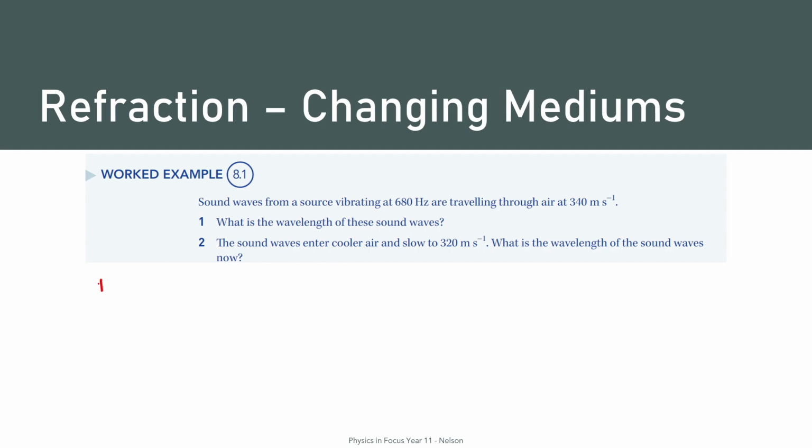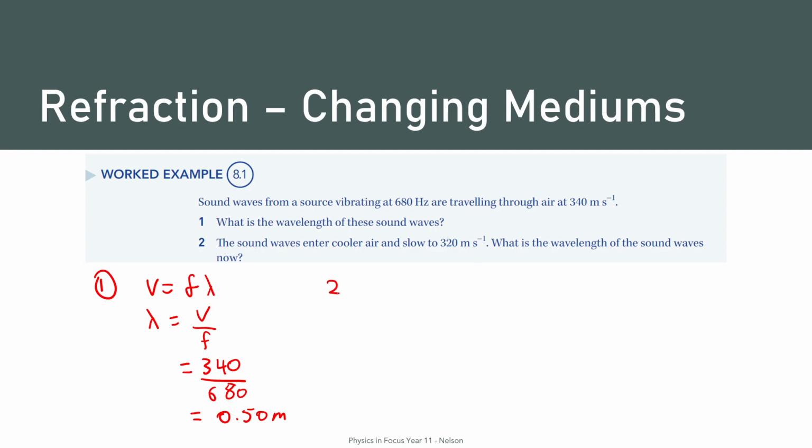So question one first. We have v is equal to f lambda. We're being asked to calculate for the wavelength, so let's rearrange for that. We can then substitute our values in, and our final answer here should be 0.50 meters, and that's correct to two significant figures.